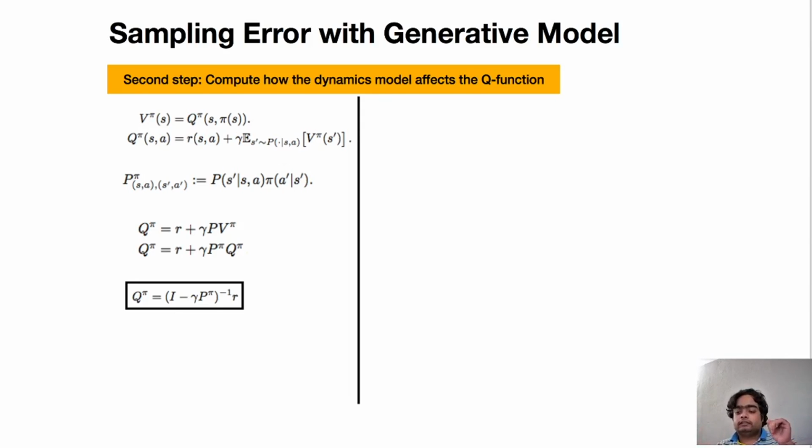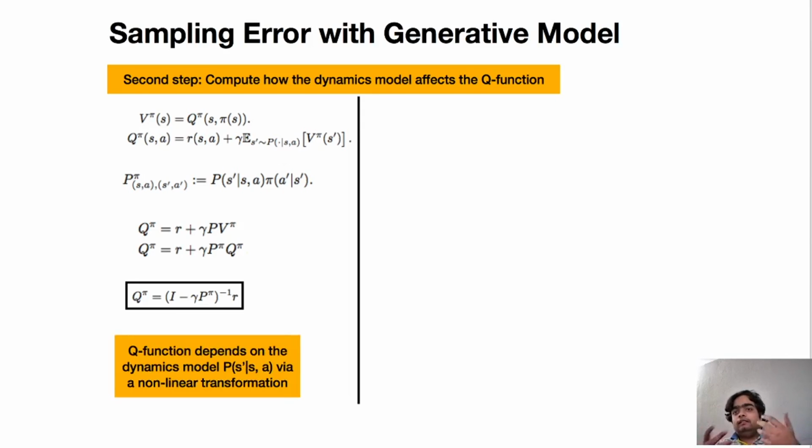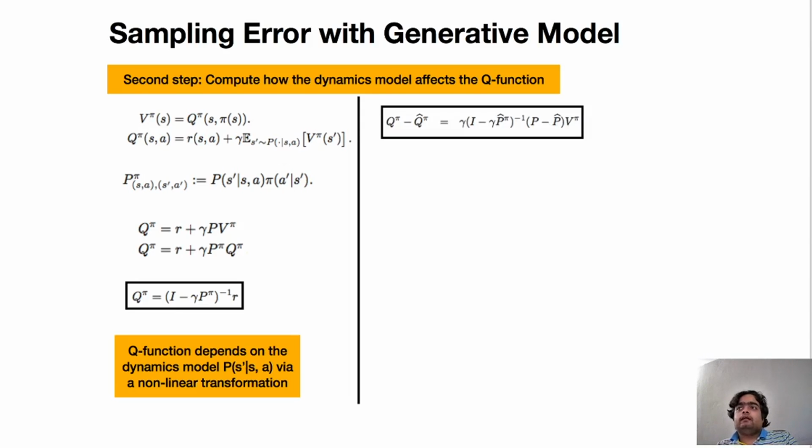So you can write down the Q function as this matrix I minus gamma P pi inverse times the vector of rewards. And if you see this now, the Q function really depends on the dynamics model via somewhat of a nonlinear transformation, because dynamics model probabilities are captured in P, and it's really a nonlinear transformation in there. So now that we know this vector matrix form for the Q function, we can use this to compute how our Q function would change if my dynamics changes from P to P hat.